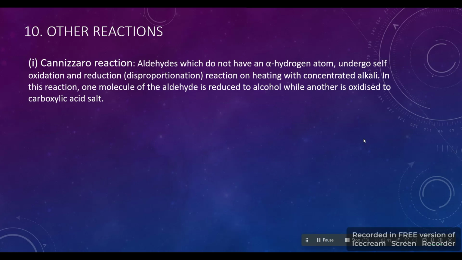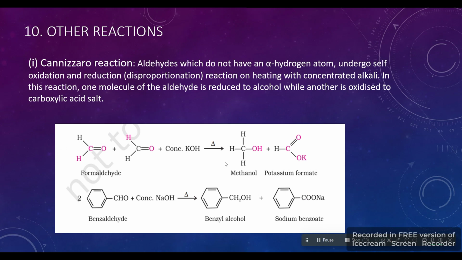Now the last reaction, the Cannizzaro reaction. Aldehydes which do not have an alpha hydrogen atom undergo self-oxidation and reduction reaction on heating with concentrated alkali. In this reaction, one molecule of aldehyde is reduced to alcohol while another is oxidized to carboxylic acid salt. Here is the reaction with formaldehyde and with benzaldehyde.